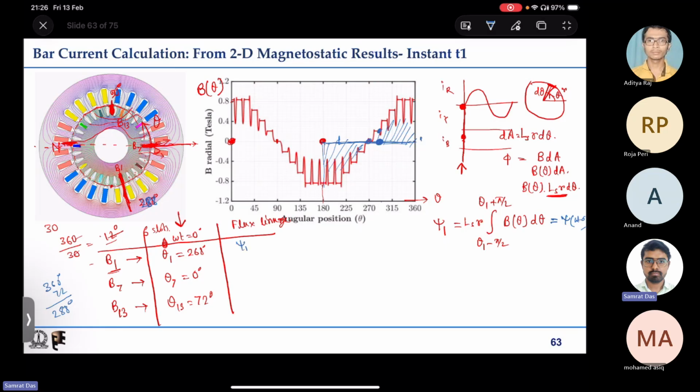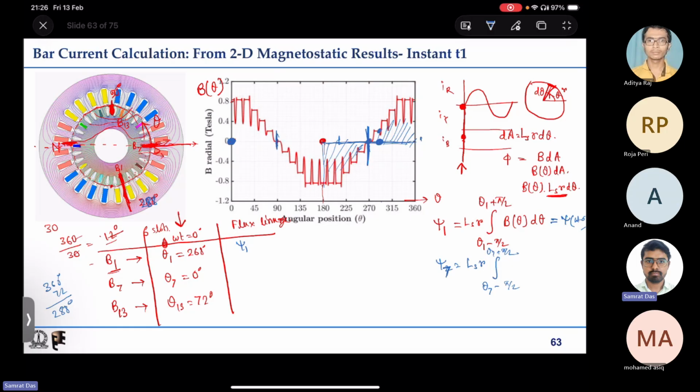So psi 1 can be calculated like this, and similarly psi 2. This is Ls into R, this remains the same. And this is psi 7 because I have taken B7 bar 7. So it will be theta 7 minus pi by 2 to theta 7 plus pi by 2. Theta b7 is at 0 degree, so you have to take integration from 0 minus 90, which is 270 degree, to 90 degree.